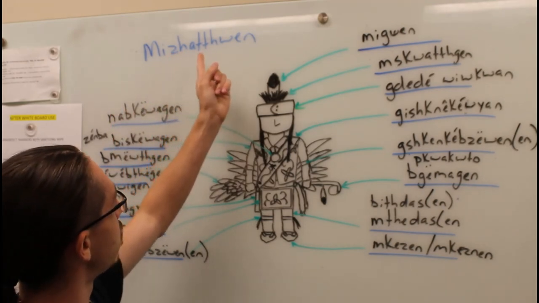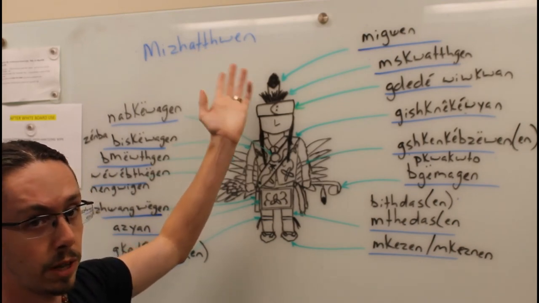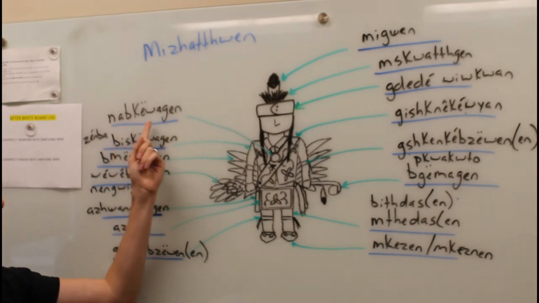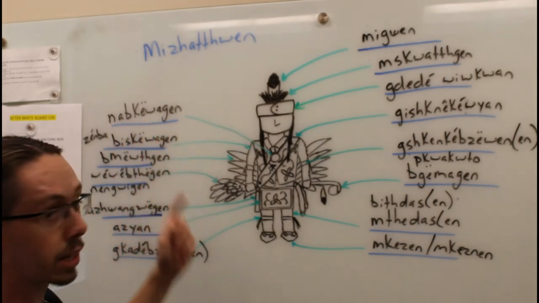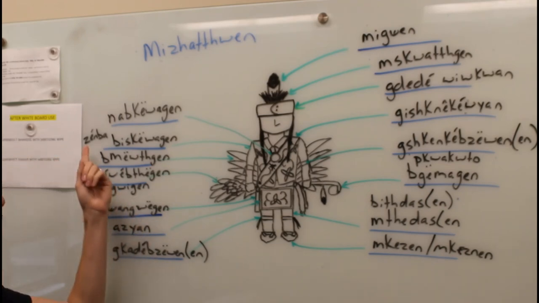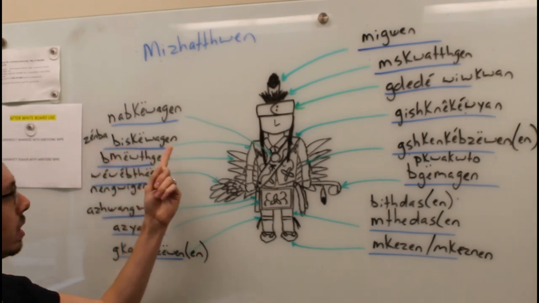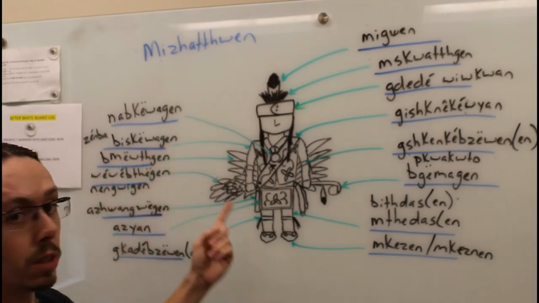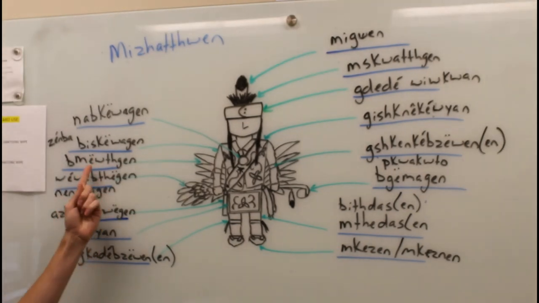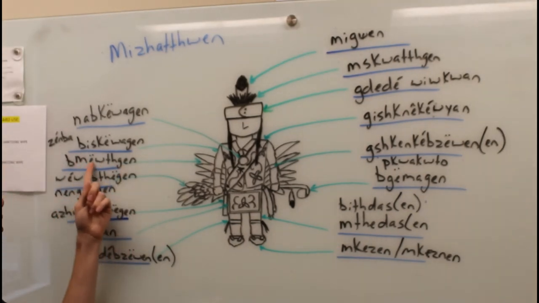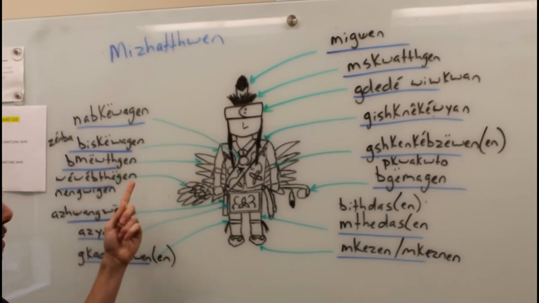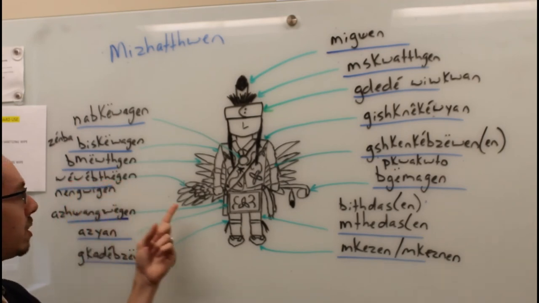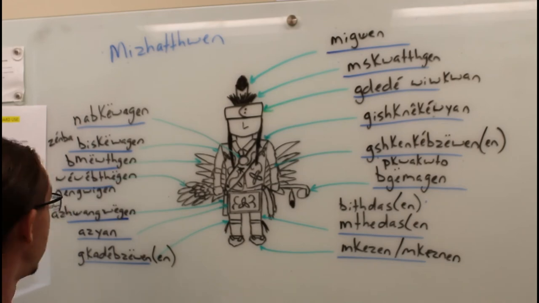Mijachwin. Fancy clothes. Nabkowagin. A necklace or a medallion. Zanba bisquagan. Ribbon shirt. Then we have our bustle. Bomojigan is your bustle. Wewebjigan is one term for a fan.